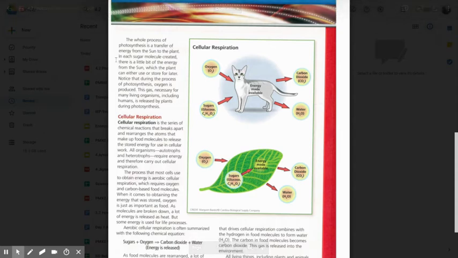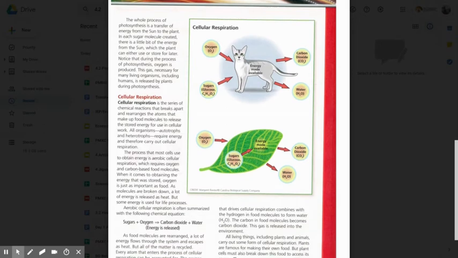In each sugar molecule created, there's a little bit of energy from the sun, which the plant can either use or store for later. Notice that in the process of photosynthesis, oxygen is produced. This gas, necessary for many living organisms, including humans, is released by plants during photosynthesis.